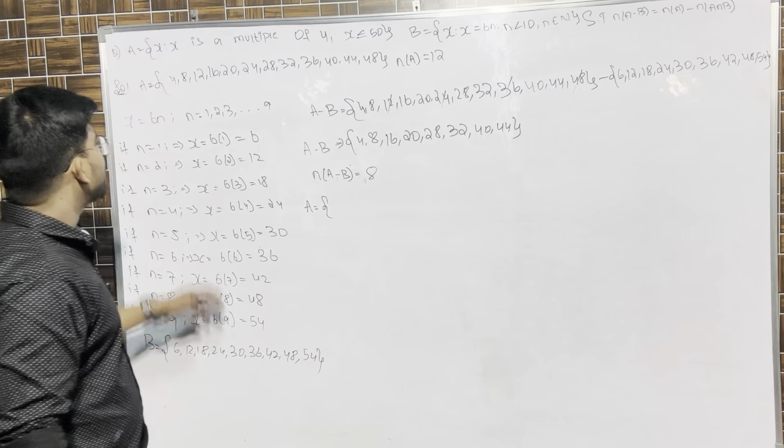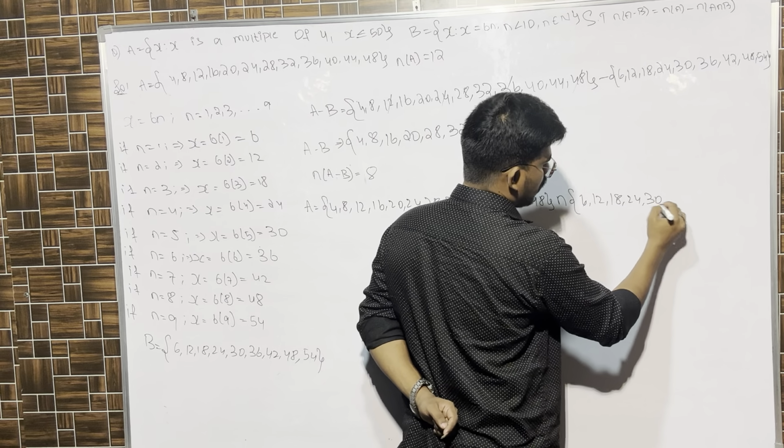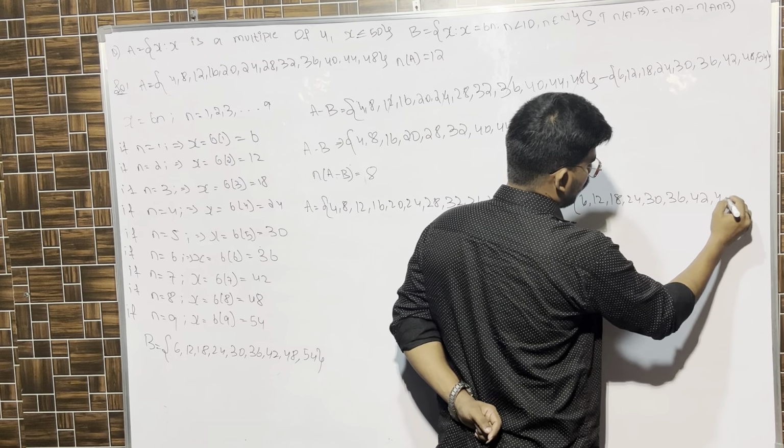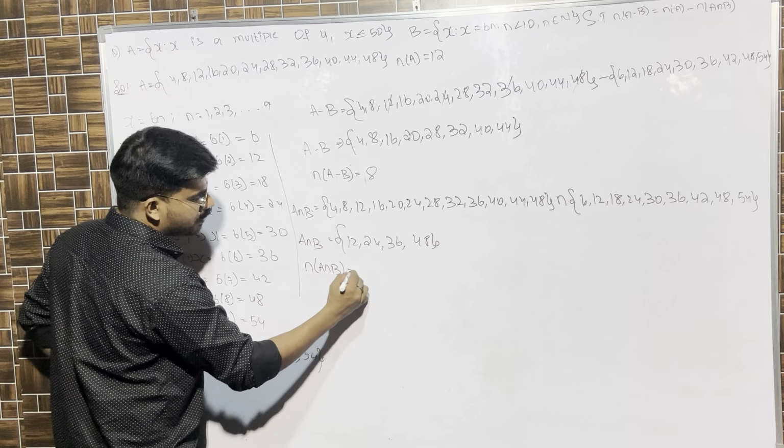A is again 4, 8, 12, 16, 20, 24, 28, 32, 36, 40, 44, 48. Intersection B: 6, 12, 18, 24, 30, 36, 42, 48, 54. This is A intersection B. What are the common terms? The ones which we cancelled over there: 12, 24, 36, 48. So these are the common terms in both the sets. This is A intersection B. We have to calculate the number of terms in A intersection B. How many terms are there? 4 terms are there.